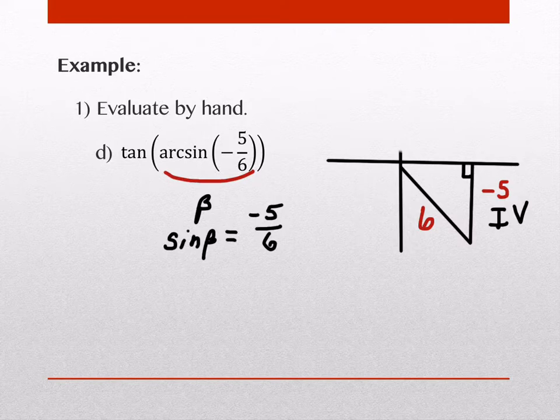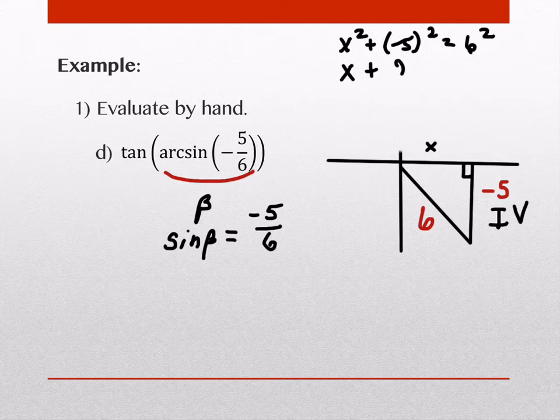So at this point, I do need to find the third side of the triangle, right? How do I do that? Yeah, I'm going to have some square roots involved. I don't know what letter I used. I used beta, so how about I just call this x, because it's the x value anyway. That'll work. So this is x squared plus -5 squared equals 6 squared. So I have x squared plus 25 equals 36. What is x squared? 11. So x is the square root of 11.